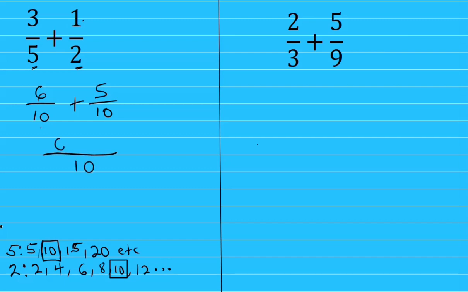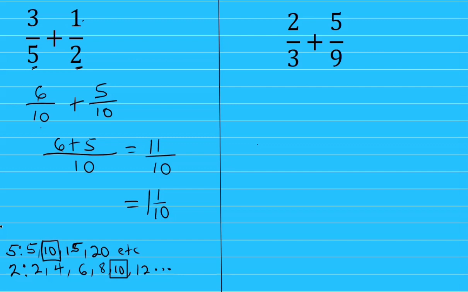Now 6 plus 5 will give us 11 out of 10. Since this is an improper fraction, you can decide to simplify further by writing it as the whole number 1 and 1 out of 10.